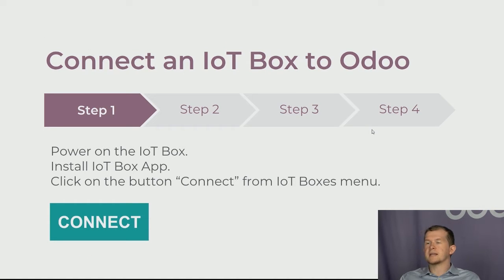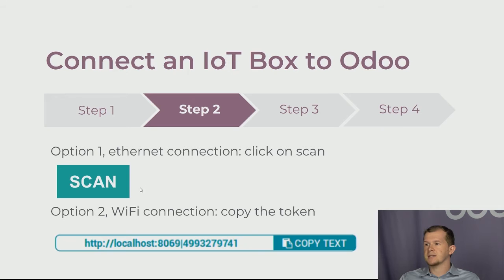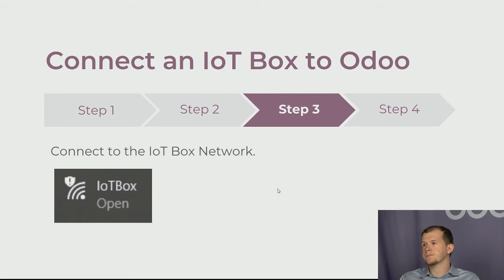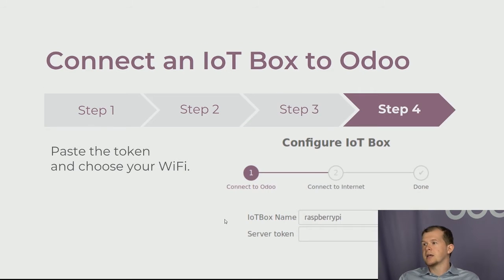So connecting the IoT box is relatively simple. You power it on, install the IoT box, click connect. And then the next step is if you're using an Ethernet connection, you just click scan. However, if you're using Wi-Fi, you copy this token and then you're going to paste it. Once you've connected it, you can connect into the IoT box network. And then finally, once again, here's the server token, which you would paste into the Wi-Fi signal.